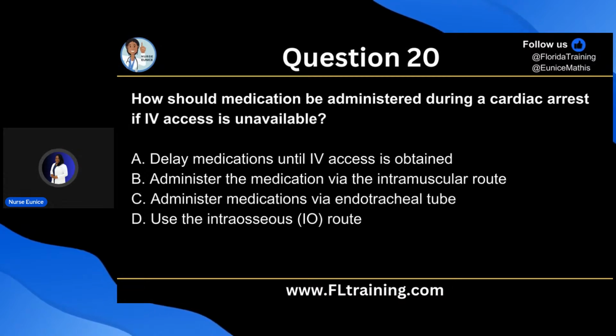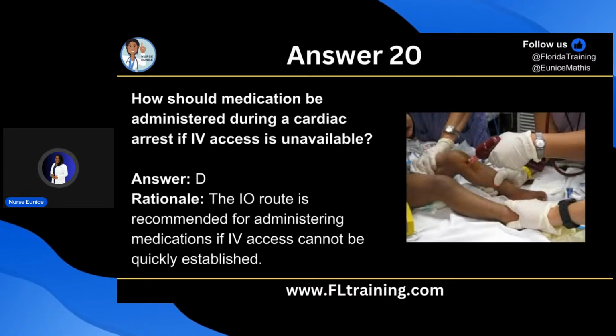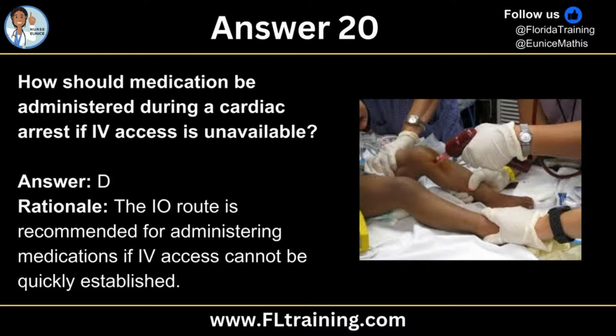And everyone has it right. I am so proud of you. It is D. And so there's an image there of, it's like a drill. And this was actually started in the military. The military was the first to use the intraosseous devices. And so the IO route is recommended for administering medications if IV access cannot be quickly established. And so this medication would be administered directly in the bone, in the marrow, and that's how it's going to travel throughout the body. And so some resistance is normal whenever you are administering IO medications.